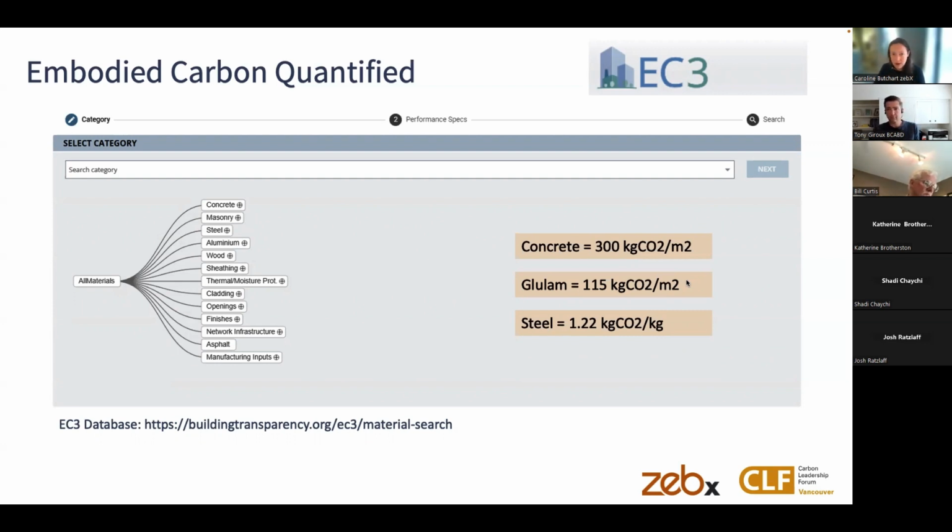So you go in here and you can click on material type: concrete, masonry, steel, whatever. And I've just grabbed 3 here, and coming from a structural background, I picked 3 structural materials. So you can see, concrete and glulam should both be in meters cubed. Steel should be in kilograms. So you can see there's a whole host of information that you can use to get started in estimating the embodied carbon of the projects that you're working on.